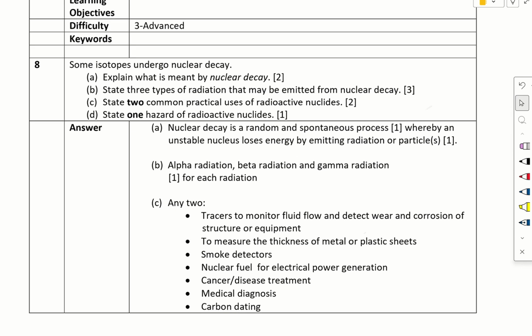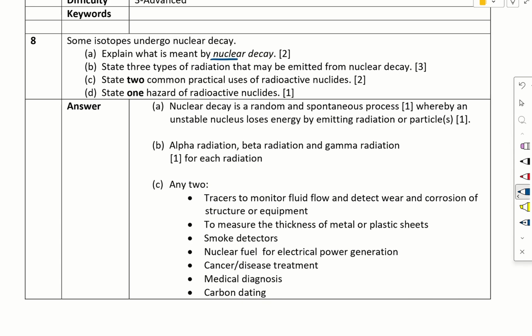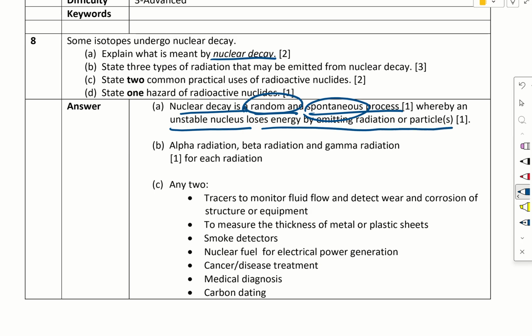Some isotopes undergo nuclear decay. Explain what is meant by nuclear decay. Nuclear decay is a random and spontaneous process. Random because we cannot predict when it will happen, and spontaneous because we cannot cause it to happen. It just happens by itself. This is the process whereby an unstable nucleus loses energy by emitting radiation or particle.